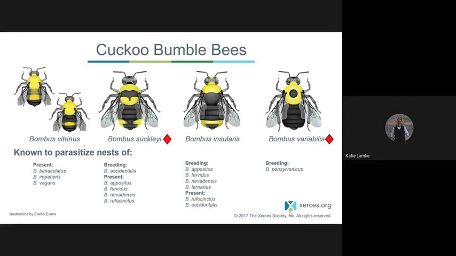So when we look under Bombus suckleyi, which is a species of conservation concern, you can see that it's been found in 4 different colonies, but it's been found breeding in Bombus occidentalis. And given that Bombus occidentalis is a species of conservation concern, it would only make sense that its parasite, Bombus suckleyi here, is also a species of conservation concern.